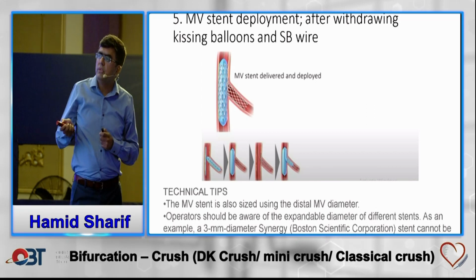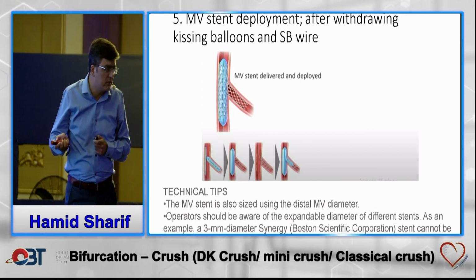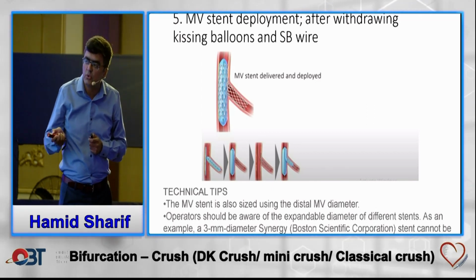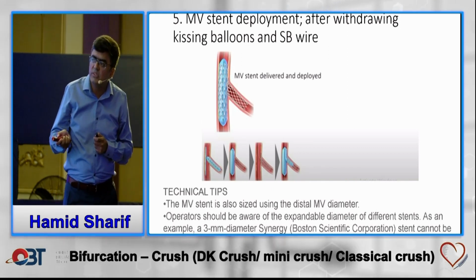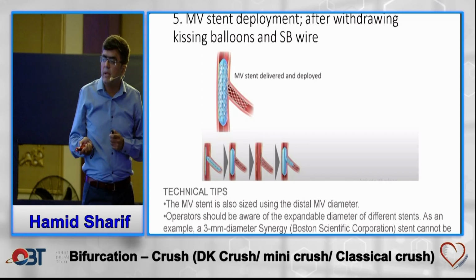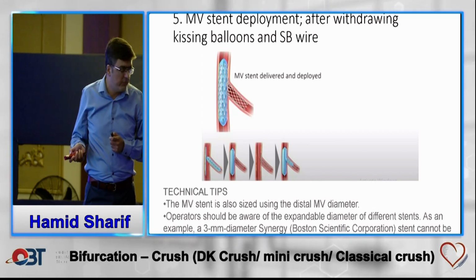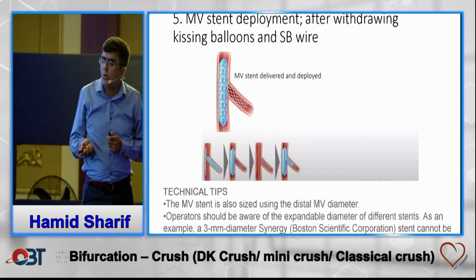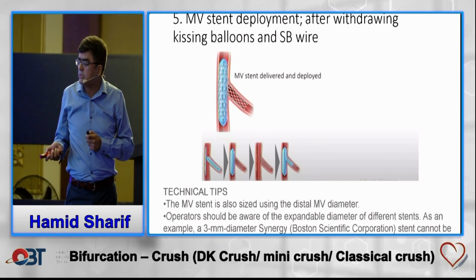Now what we do, we deploy the main branch stent sized to the distal. For example, if the size is 3.0 or 3.5, we put a 3.5 stent and deploy it. What are the technical steps? The main branch stent is also sized using the distal main vessel diameter. That's very important. Operators should be aware of the expandable limits of different stents.